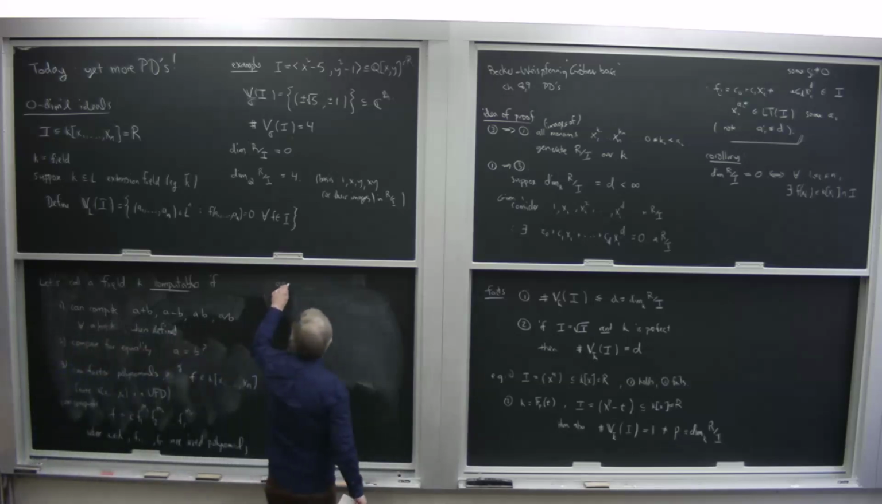And no two of the Fi's are scalar multiples of each other. So I guess that means that the ideal of Fi is never equal to the ideal of Fj for i not equal to j. Okay.